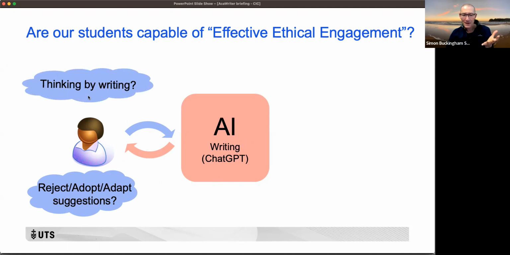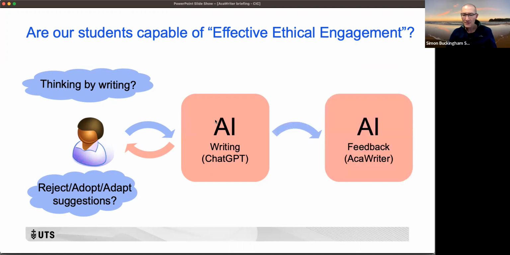We don't know whether ChatGPT may, in fact, undermine vital learning that students need to do. Right? That's an open question at the moment. But having developed a draft text, now we can take it to AcaWriter, and AcaWriter can give feedback on that text. So this is the new, more interesting situation that we're in now with the emergence of generative AI. And there are lots of open questions about what impact this is going to have on students' thinking ability and their ability to produce quality writing.